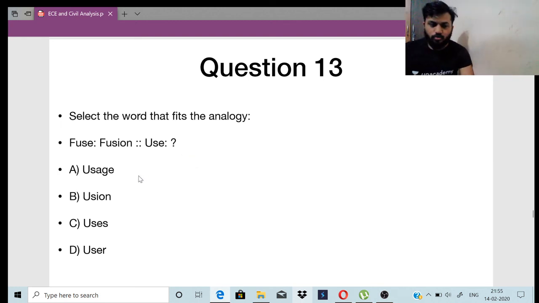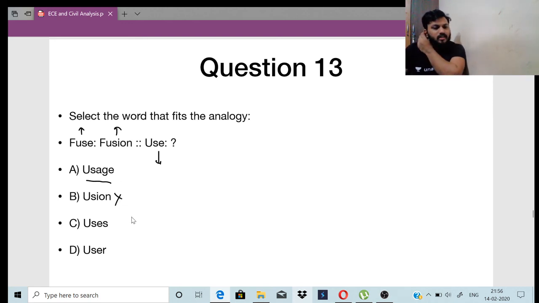Yes, it is true. Use is usage, right? Fuse, okay? Fusion. What does fusion mean? The working of fuse. Fusing is connecting together. Fusion is the connection of two things together, right? Usage is when two things are used together. Daily usage, monthly usage, that is, daily we are using this thing, monthly we are using this thing. So use is usage.